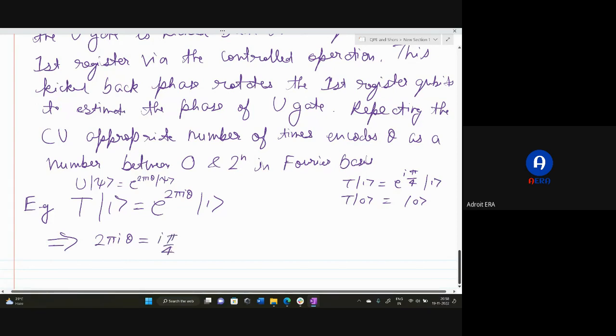Now we are able to extract theta from here. If you solve this, you see that theta is equal to 1 by 8, and from this you are able to extract the value of theta. We are going to see this more tomorrow, then it will be much clearer how we are doing this calculation and estimating the phase. But if you recall, T gate is also known as the pi by 8 gate, and this proves it: theta is indeed 1 by 8, and that is why T gate is known as a pi by 8 gate. You can check your notes.